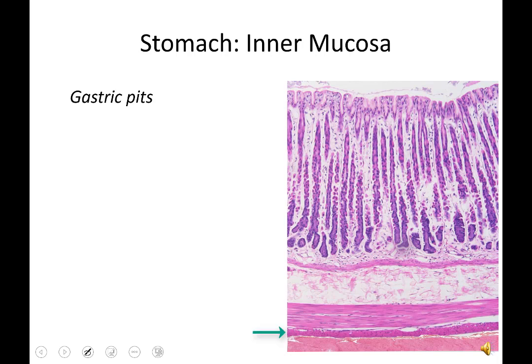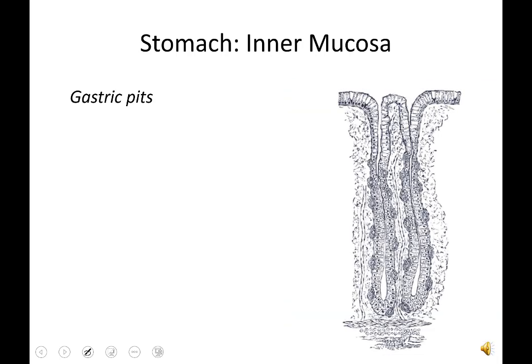Longitudinal. What's this darker pink middle one? Circular. And then what is this unique new one? Oblique. In the gastric pit, we're going to expand this to show 2 gastric pits here.